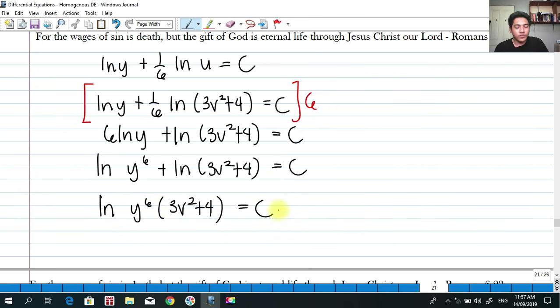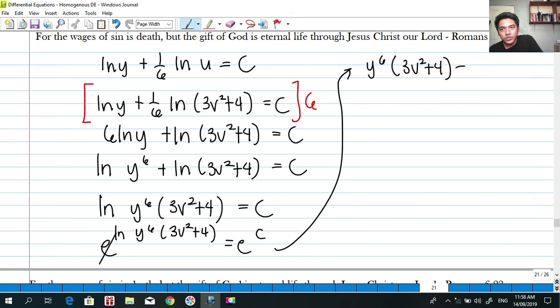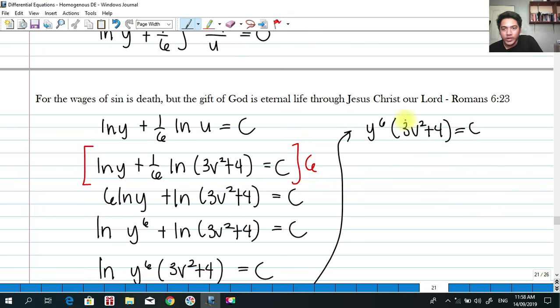If we exponentiate both sides of our equation to eliminate the ln sign, we can rewrite this as y raised to 6 times (3v squared plus 4) equals c. So this is our general equation.